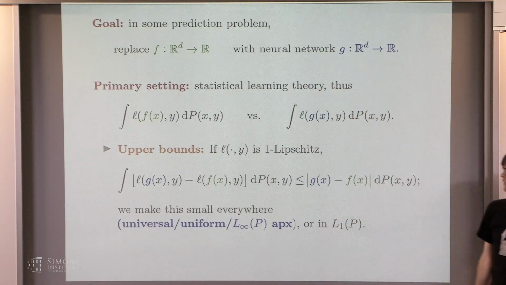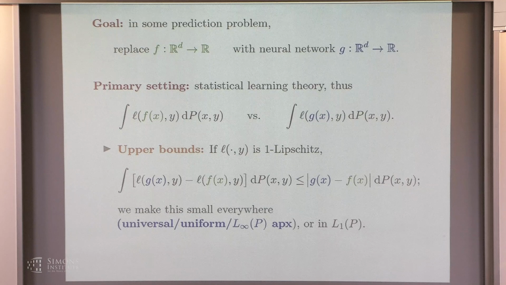People call these universal approximation results. And if you look in the literature, people prove all sorts of different things.